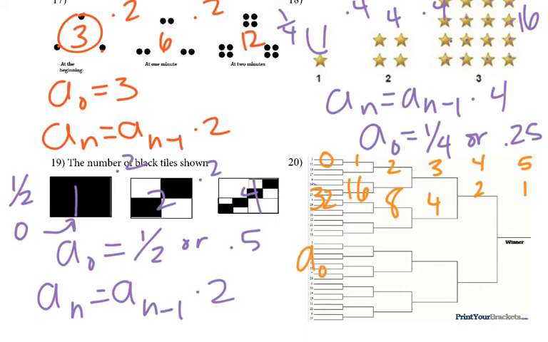But a sub 0 would equal 32, because that's where we start. Then a sub n equals a sub n minus 1, and what are we doing? Well, we're dividing by 2, so I could write divide by 2. But we could also think of it as timesing by 1/2.